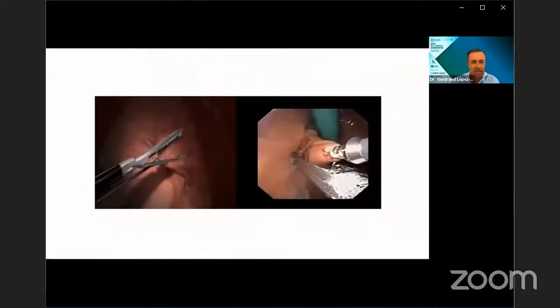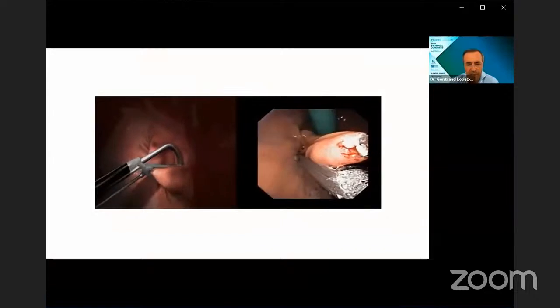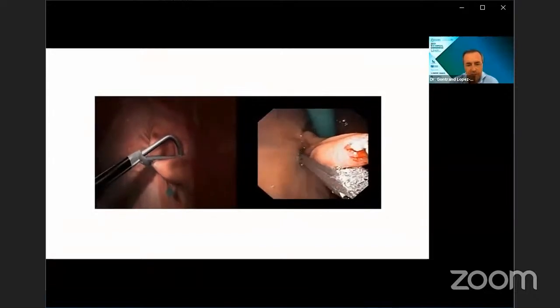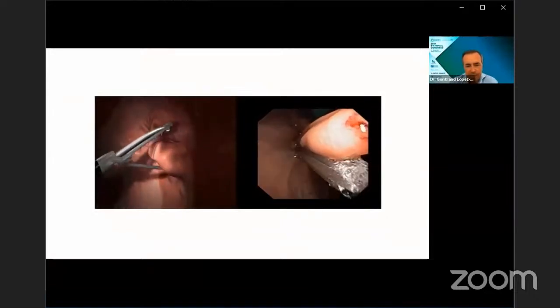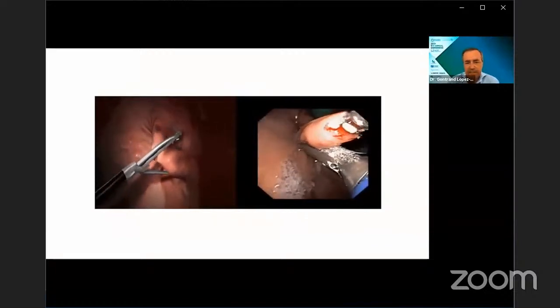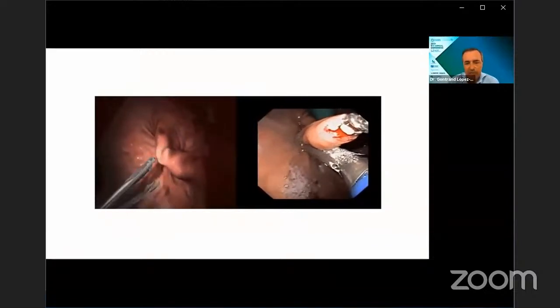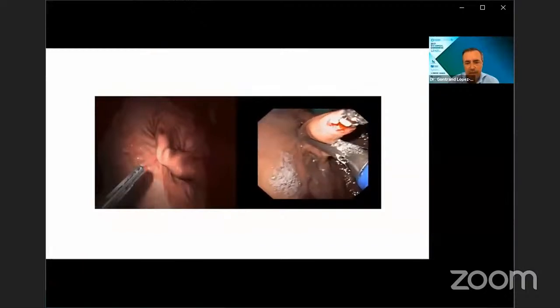Let's see one plication, how it takes. With the G-Lix, we take the tissue, we pass the grasper, we deliver nitinol baskets at each part of the fold to make this fold remain in place.